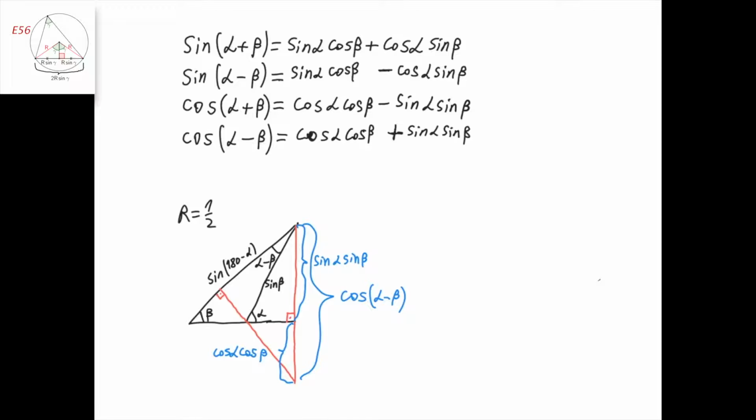From the law of sines, we know that this side of the triangle is sine of 180 minus alpha, which is this angle, and this side is sine of beta. Consider this right-angled triangle.